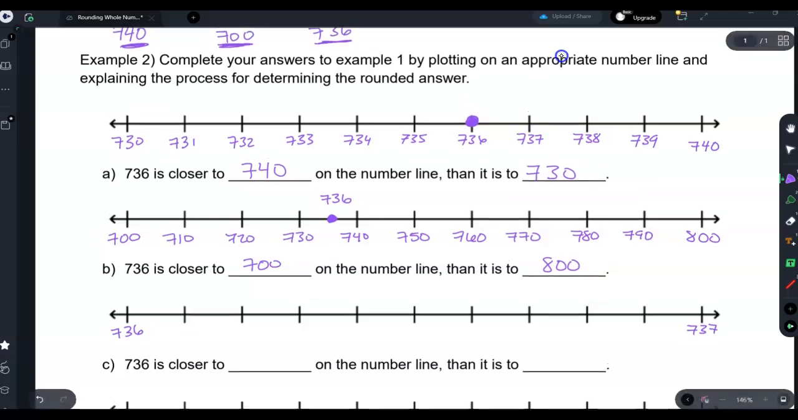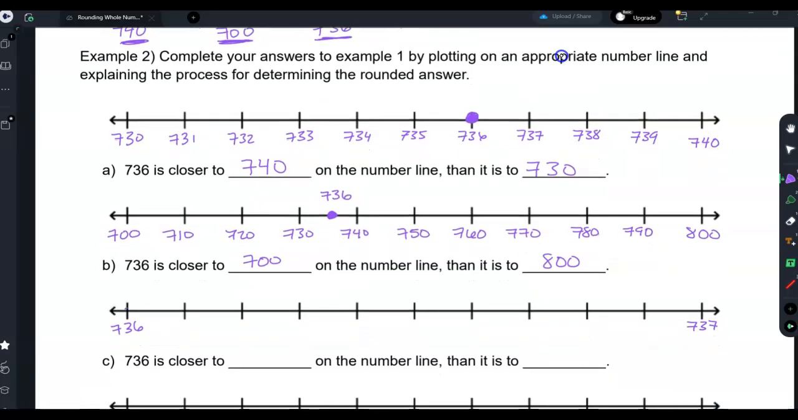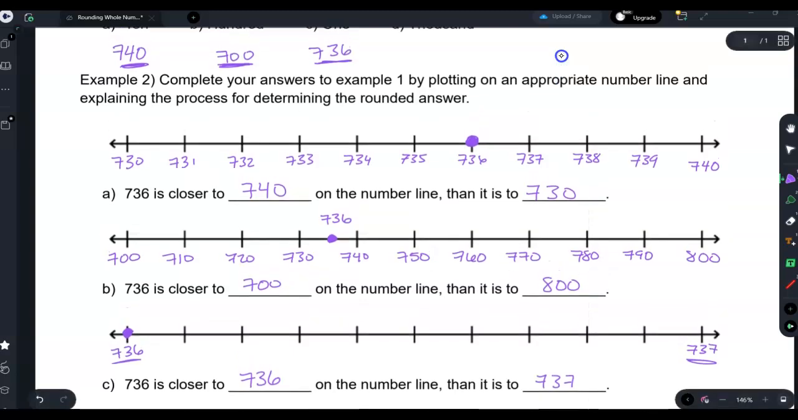But we will plot our point. So our point was 736, which is right here. So 736, is it closer to 736 or to 737? Well, it is 736, right? So it's definitely closer to itself than it is to 737. So that verifies we round this to 736.